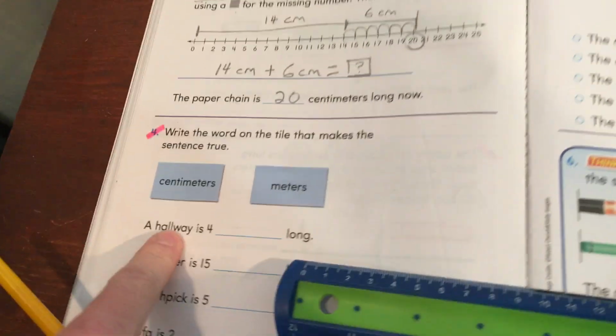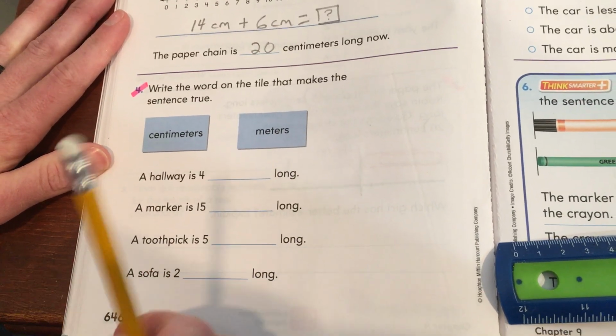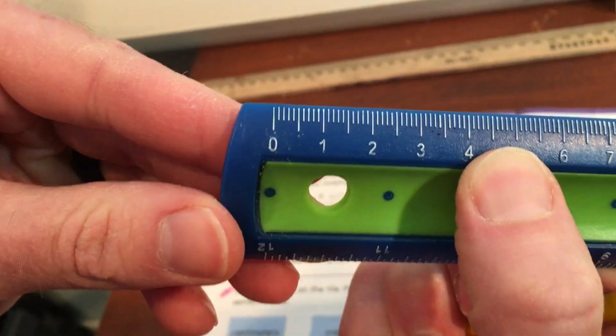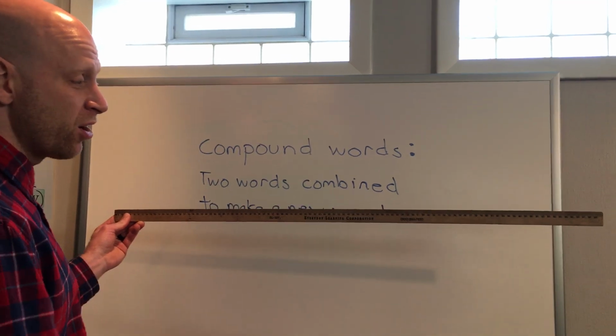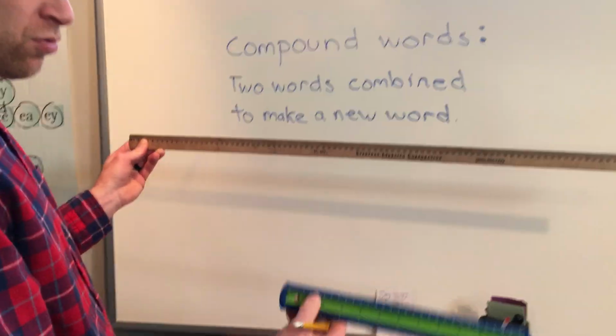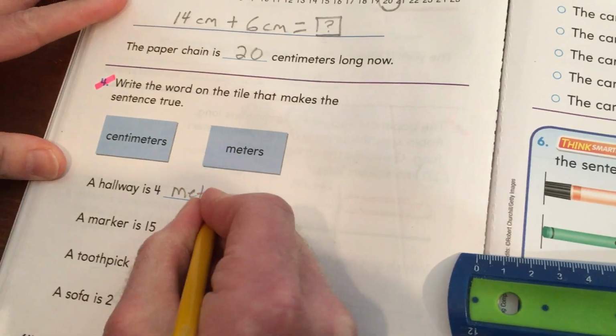So if I'm thinking about a hallway, think about the hallway at our school. Our hallway is pretty long. Now, if you were a mouse, maybe your hallway would be 4 centimeters long. Maybe more for an ant, but that's 4 centimeters. 4 meters would be 4 of these. If we're thinking about school, or maybe even at home would be a little better, 4 of these, I would say, would probably be closer. You're not going to be doing too much walking if your hallway is 4 centimeters. So, it's going to be 4 meters.